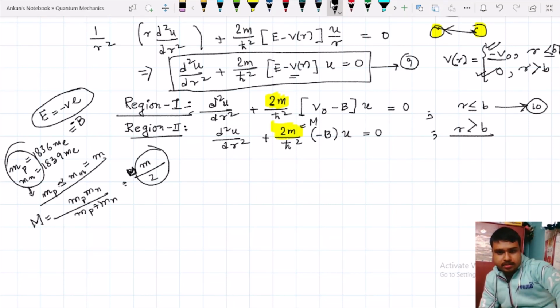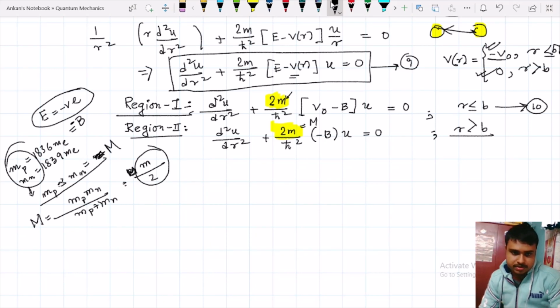Okay, here I have done the reduced mass already, na? Here the reduced mass, because if we do not consider the reduced mass, then we will not obtain the separation of variable at all. So here the mass which is taken is the reduced mass, and this was the actual mass.